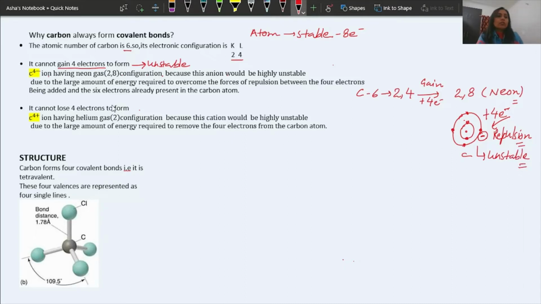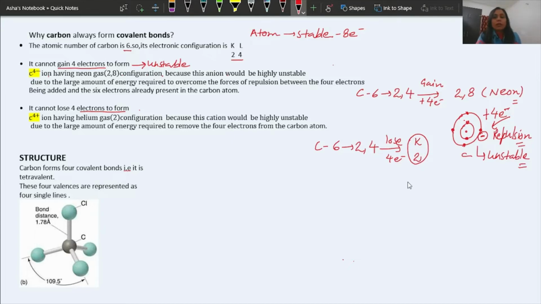Now the other option is to lose the 4 electrons. What will happen after losing? If carbon will lose these 4 electrons, it will have only first shell with 2 electrons in it. Here carbon, atomic number 6, 2, 4. If it will lose these 4 electrons, it will have only K shell, which is the first shell, with 2 electrons. That is also a stable condition, because in the first shell 2 electrons should be there for an atom to be stable.